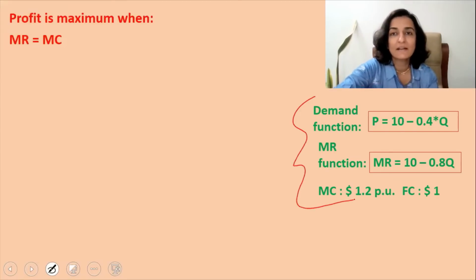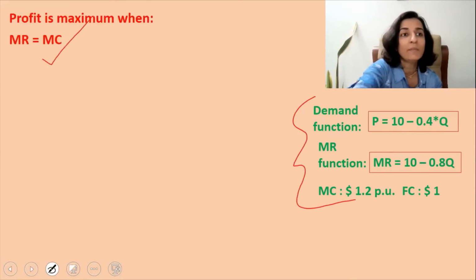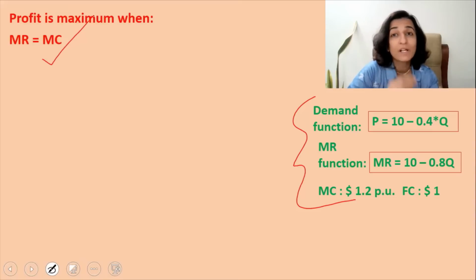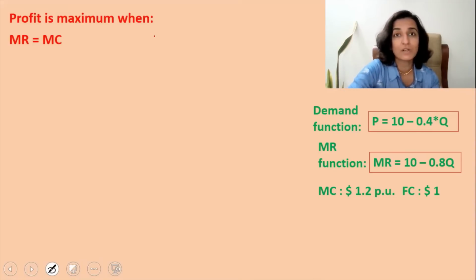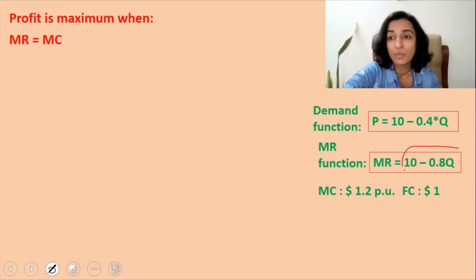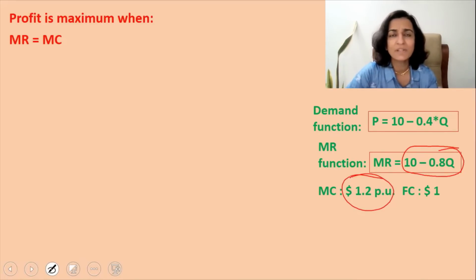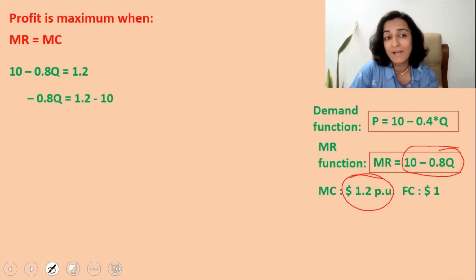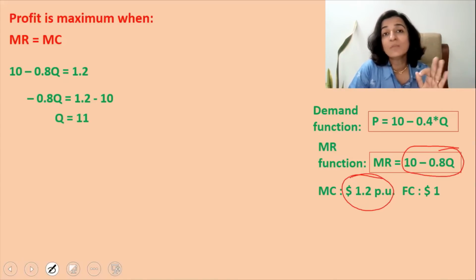Okay, so that's done. And what is our next step? We have to equate marginal revenue to marginal cost. Why? Because we know that the profit is maximum when marginal revenue is equal to marginal cost. We already have the details for marginal revenue. What is marginal revenue? 10 minus 0.8Q. And what is marginal cost? Marginal cost is $1.2. That's nothing but the variable cost. So it is 10 minus 0.8Q is equal to 1.2, so 0.8Q is equal to 10 minus 1.2. And we find Q that's equal to 11 units. So the quantity at which the profits are maximum is equal to 11.